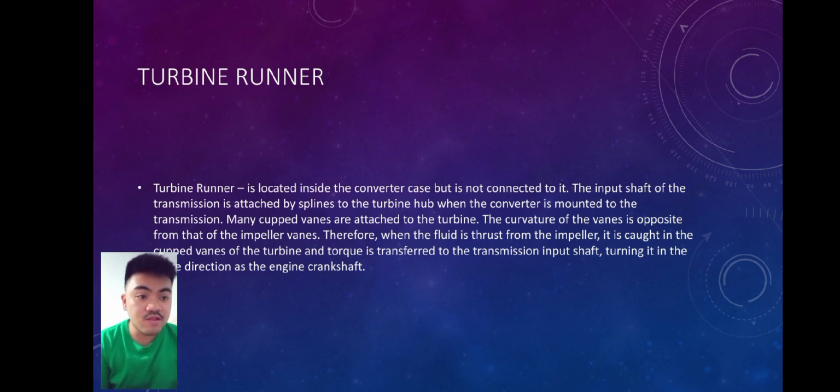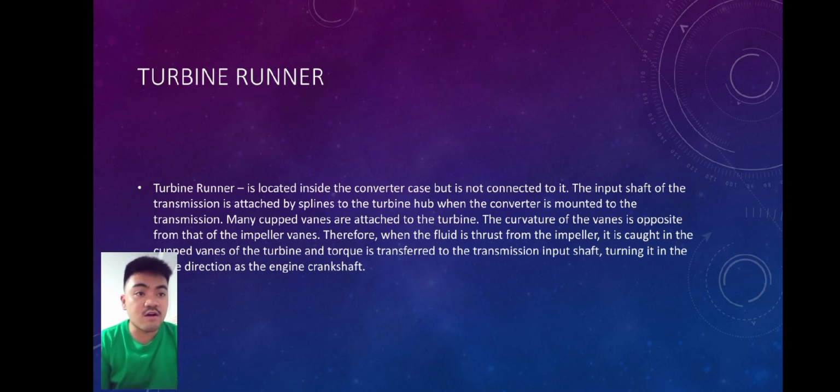Therefore, when the fluid is thrust from the impeller, it is caught in the vanes of the turbine and torque is transferred to the transmission input shaft, turning it in the same direction as the engine crankshaft.